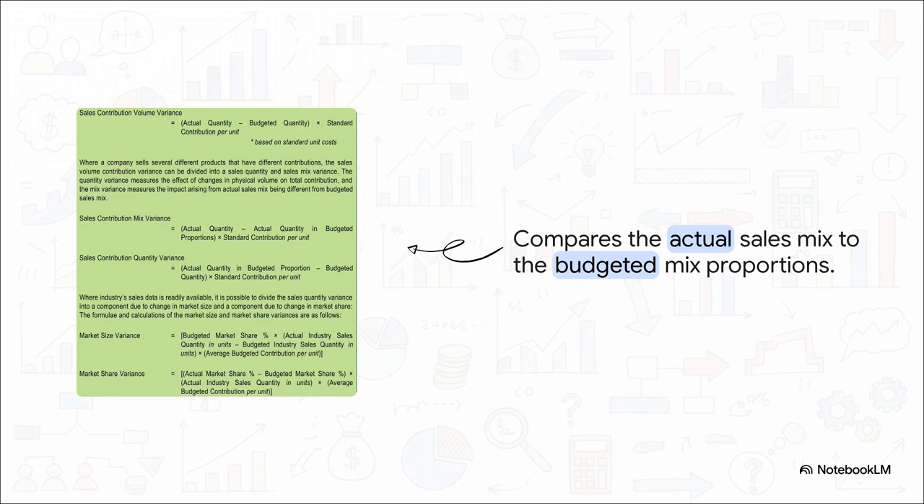Now, I know this formula can look a little intimidating, but let's just break it down logically. We're trying to isolate the effect of the sales mix. So we compare the actual quantity sold of each product to something called the actual quantity in budgeted proportions. All that second part means is, based on the total number of things we sold, what should the mix have looked like according to our original plan? You find that difference and multiply it by the standard contribution. That gives you the exact dollar impact of selling the wrong or right combination of products.